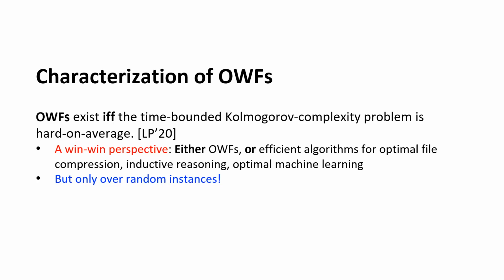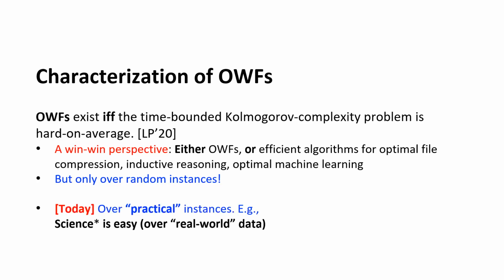So today I'm going to show you that we can actually have a better algorithm that works over practical instances. And this is going to have an amazing consequence: we can show that if there's no one-way function, then science is easy over real-world data.